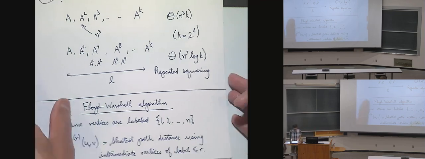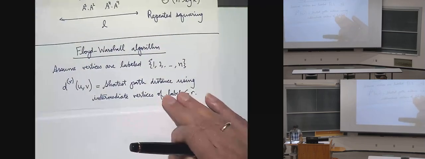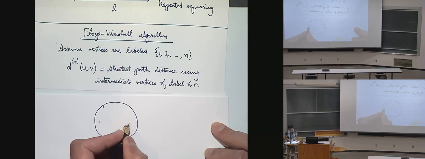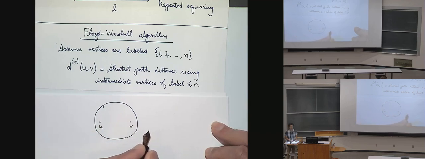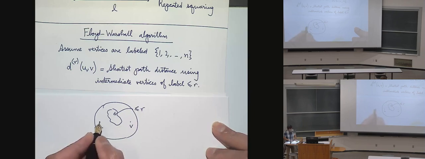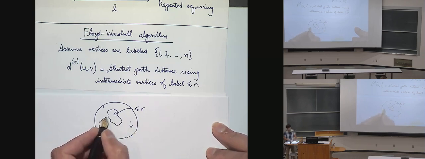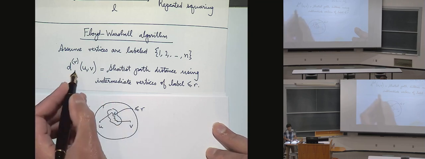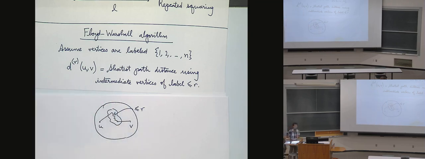Let me draw a picture for you. Here's my graph. I'm going to get from u to v using a shortest path. These are all the vertices whose label is at most r, and I'm only allowed to use these vertices. I can go in here, do something here, and get back out. I'm not allowed to go outside the set. That's what d_r of u v means. So I'm not having a parameter on the length or the number of vertices, but I have a constraint on the label of those vertices.